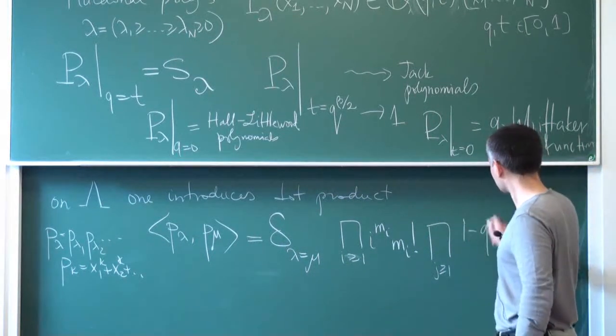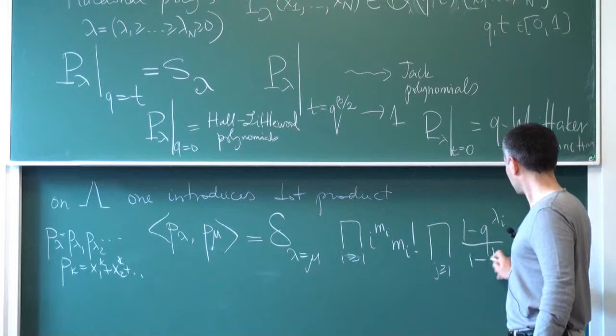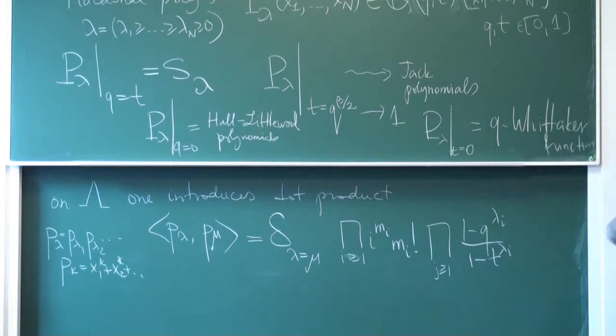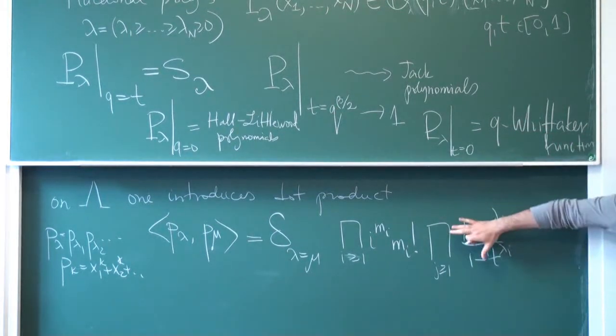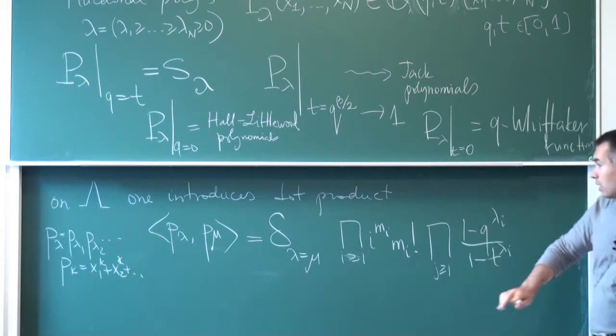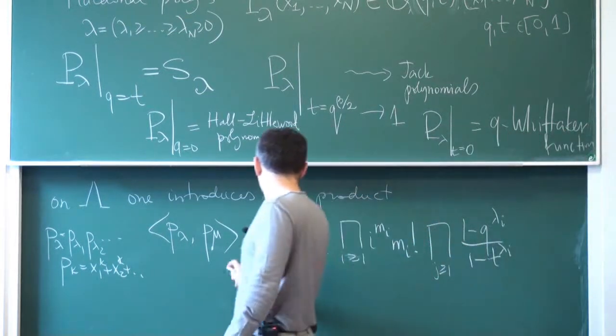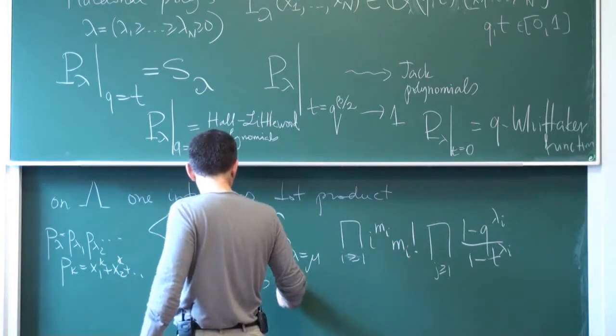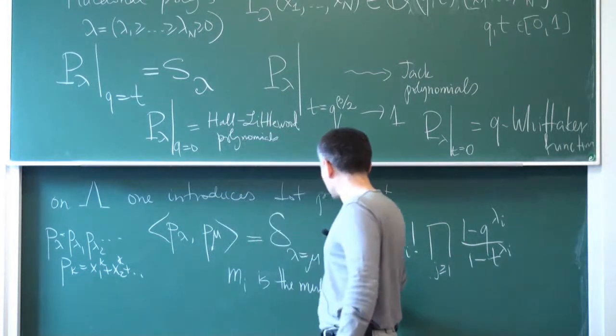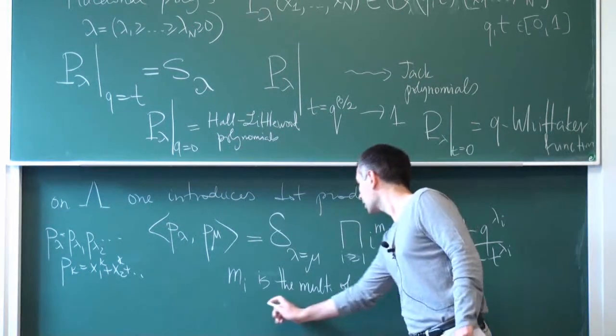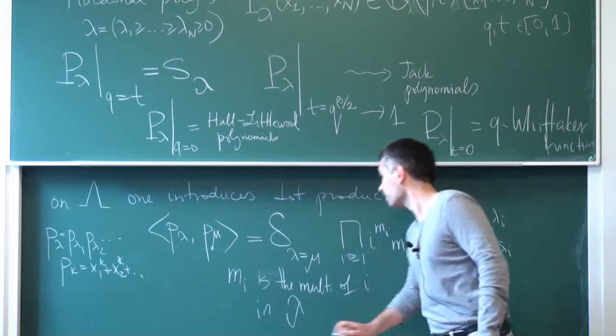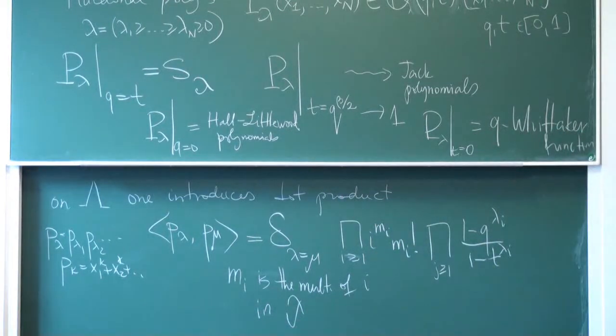Okay. So this part depends on q and t. When q is equal to t, this goes into 1. What's m_i? So m_i is the multiplicity of i in lambda. The partition has some number of 1s, some number of 2s, and so on, and m1, m2, and so on are the multiplicities of those.